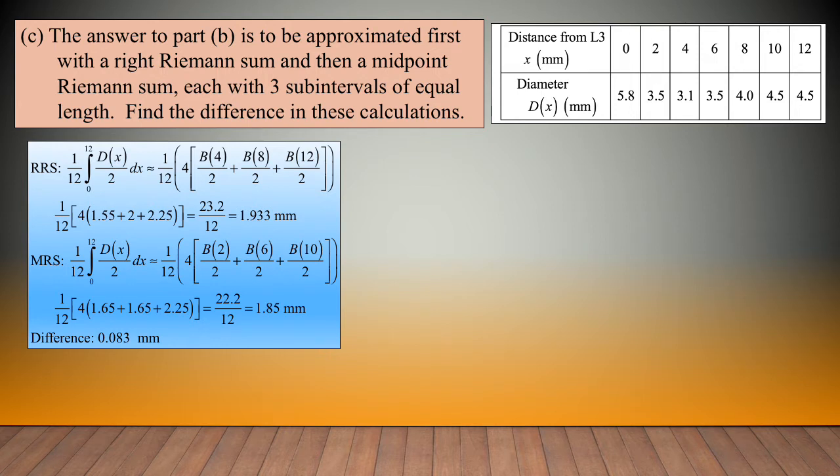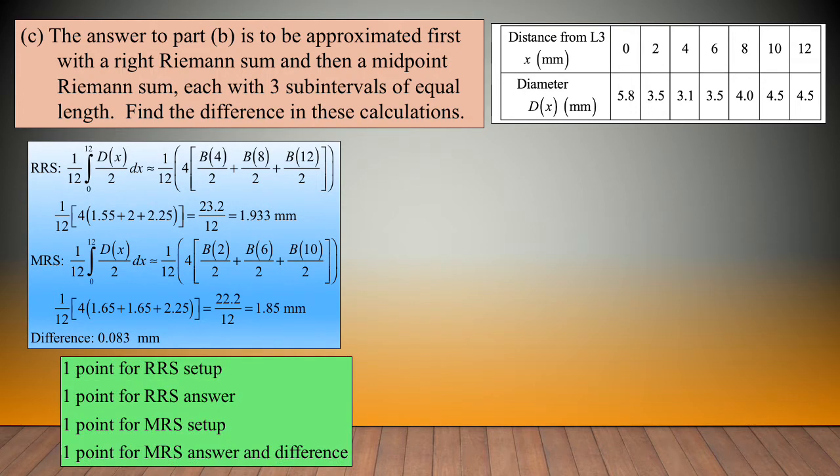We are still looking at our base times our heights. Our base is still 4, but now our heights are b of 2 over 2 plus b of 6 over 2 plus b of 10 over 2. This gives 1/12 times 4 times 1.65 plus 1.65 plus 2.25, giving 22.2 divided by 12, or 1.85 millimeters. Therefore, the difference in the two calculations is 0.083 millimeters.